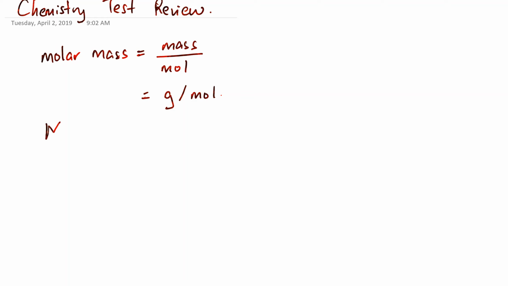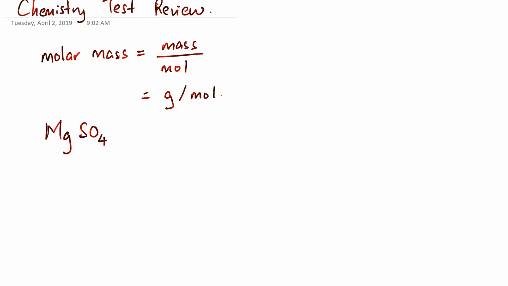Okay, so molar mass is mass per mole, right? It's telling you how much mass I have in 1 mole of substance. So the unit is gram per mole. For example, let's say I wanted to look for the molar mass of magnesium sulfate. So magnesium sulfate is MgSO4.